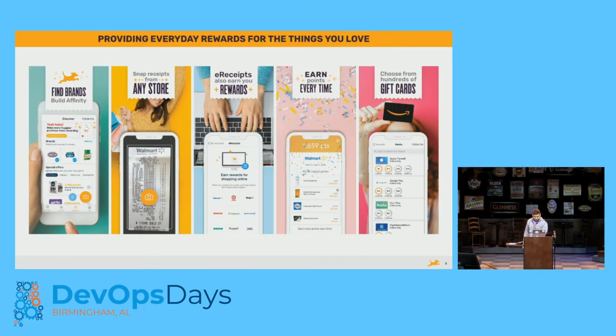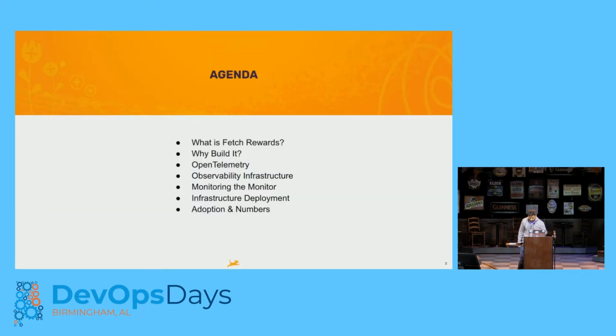All right. So agenda. What do we want to talk about? I'll do a really high overview of what is Fetch, like what are we, what do we have? And then why did we decide to build this observability platform? And then we'll dive a little bit into the open telemetry portion that we're using, as well as the rest of the observability infrastructure, how we're monitoring the monitoring infrastructure, how we're deploying it, and then where we are with our adoption within developers. So let's get right into it.